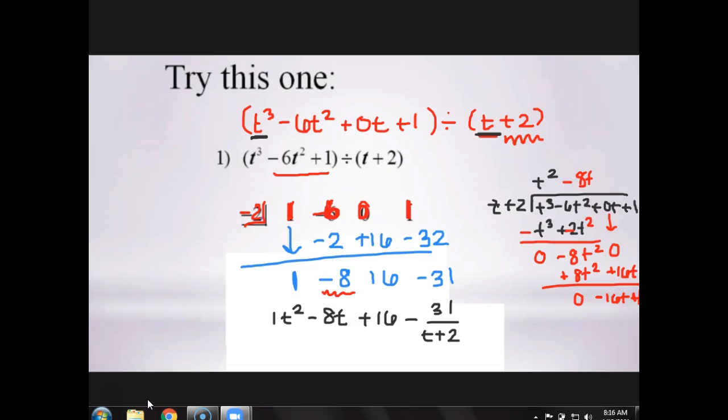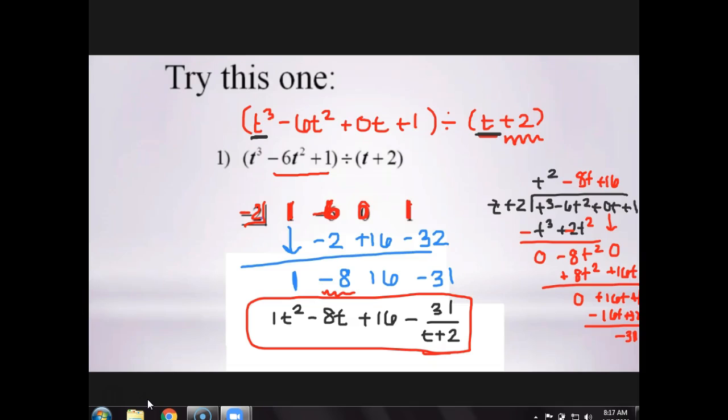And then again, what do you have to multiply t by to get negative 16t? Or sorry, positive 16t. t times 16t. 16 times 2 is 32. Subtract them and you get negative 31, which is the same remainder and answer we had here. So you can see how the two methods get you to the same answer. They're just getting you there a different way.